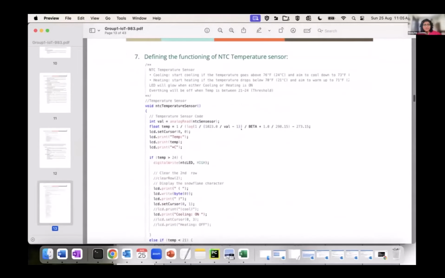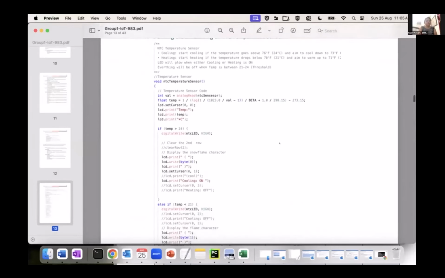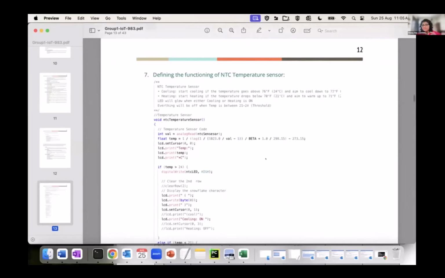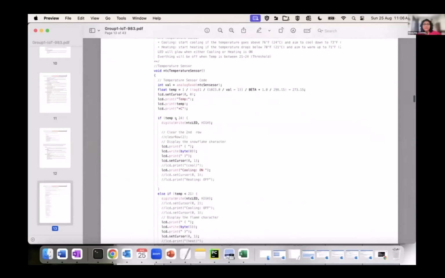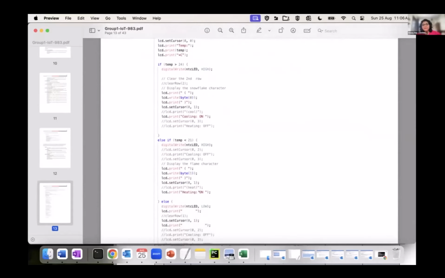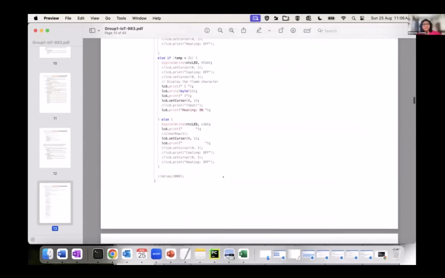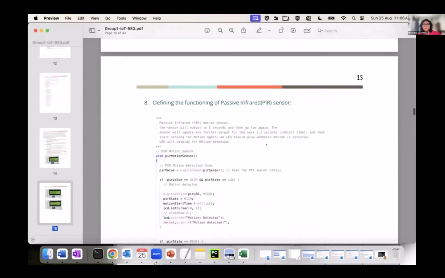I just wanted to quickly talk about the thresholds, because we wanted to make you aware of what thresholds we have used. As I said, the temperature sensor is a negative temperature coefficient sensor, so if the temperature goes up, the resistance goes down. Based on that, we have defined a threshold of, say, 24. Within the range 21 to 24, the LED would be off. If the temperature rises above 24, we would want the cooling to be turned on and the LED would glow. Similarly, if the temperature goes below 21, the heating would turn on and the LED would again glow. Between 21 and 24, there would be no light on the LED. So that's how it would look. We will go through it during the demo as well.